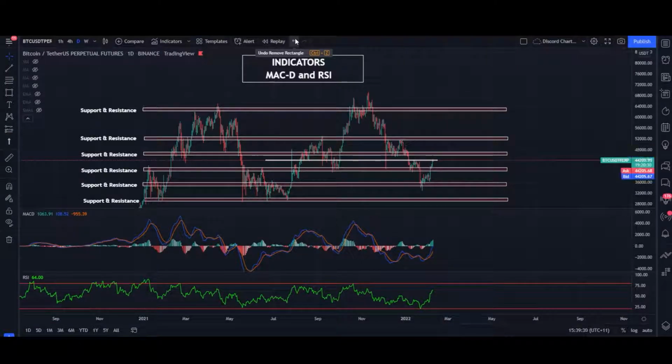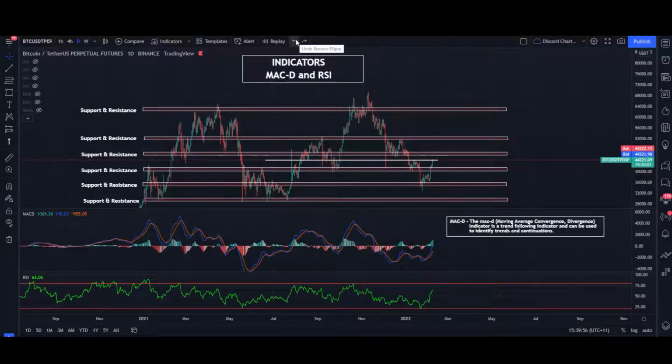So here I'm just going to go through how we use indicators such as the MACD and the RSI. If you're familiar with the few previous lessons that I've uploaded, you'd already be fully aware of how support and resistance is plotted, and also how we plot moving averages. So now I'm going to introduce to you the MACD.